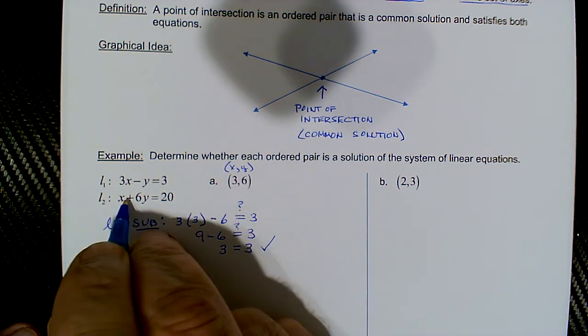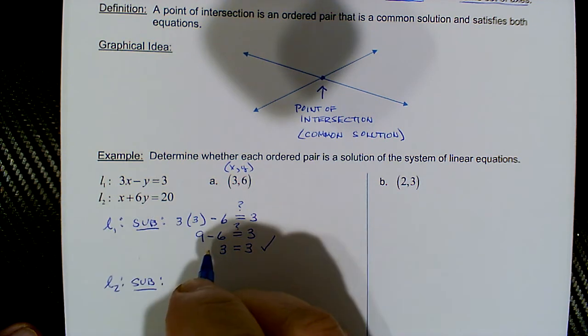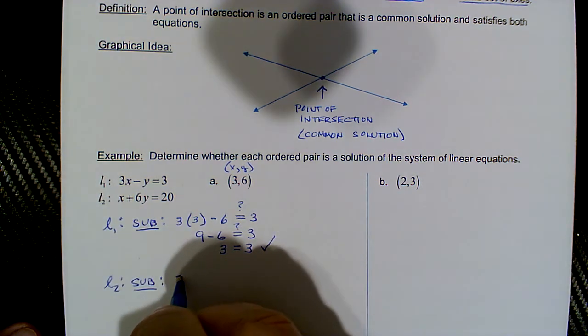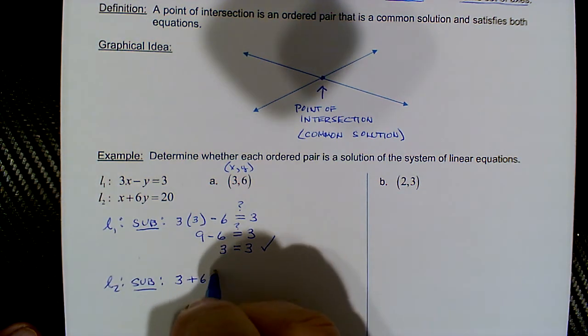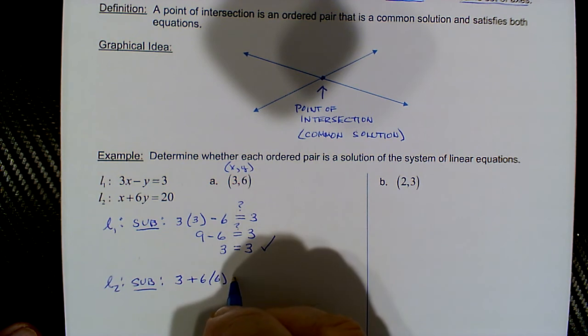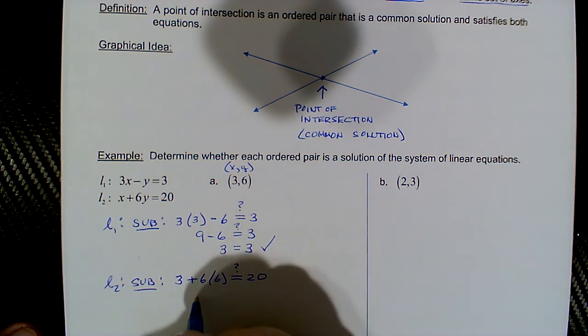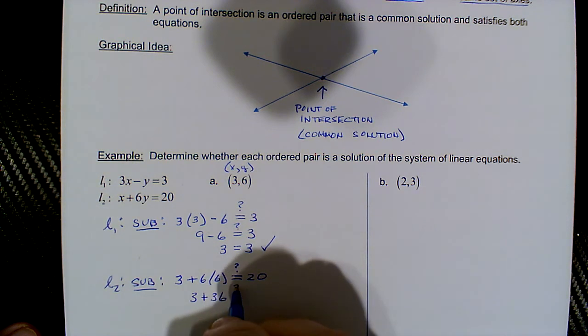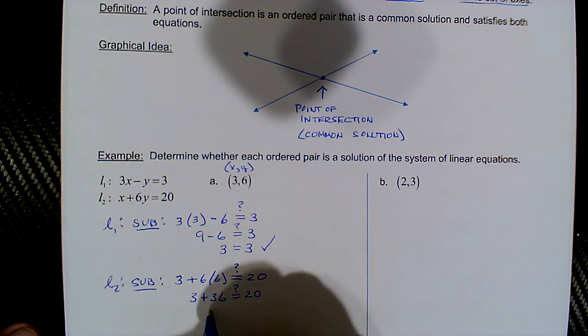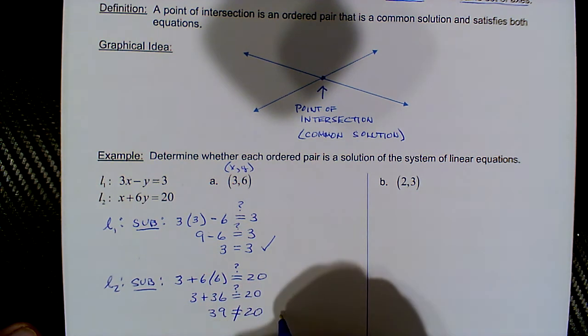So we substitute into L2. Reading L2, we have x, which is 3, plus 6 times y, which is 6. Is that equal to 20? And we get 3 plus 36. Is that equal to 20? And obviously it's not. 39 is not equal to 20.